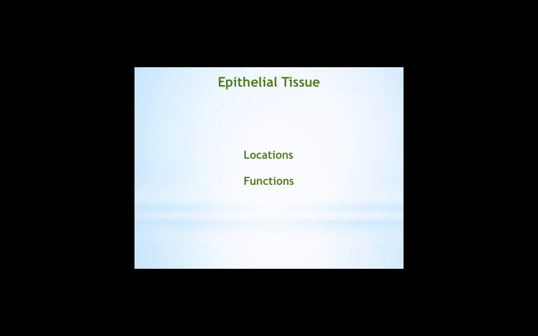Epithelial tissue is located throughout the body and has a great variety of functions. First of all, it covers the body, as in our skin. It also lines the organs that connect to the outside, such as the respiratory tract, the gastrointestinal tract and the urinary system. And it's also glandular tissue, which is located throughout the body.